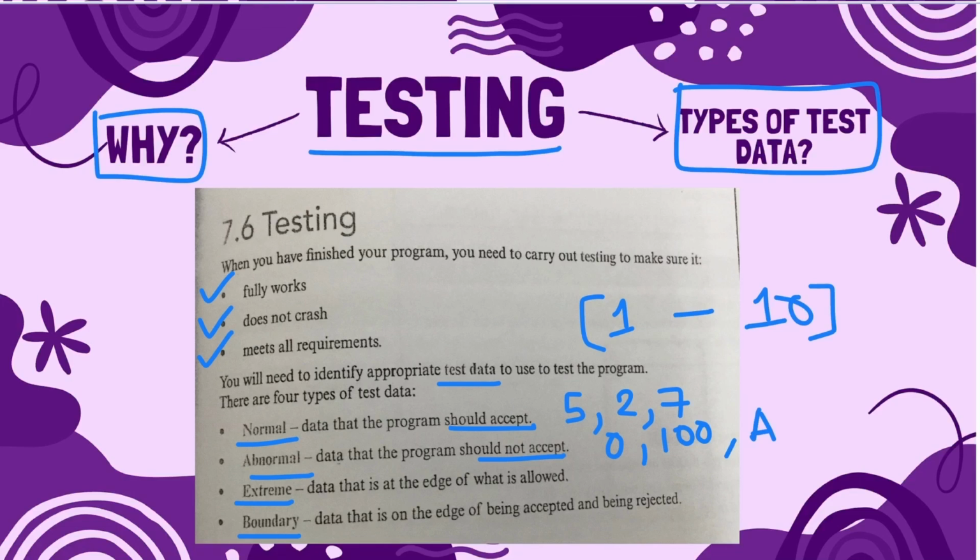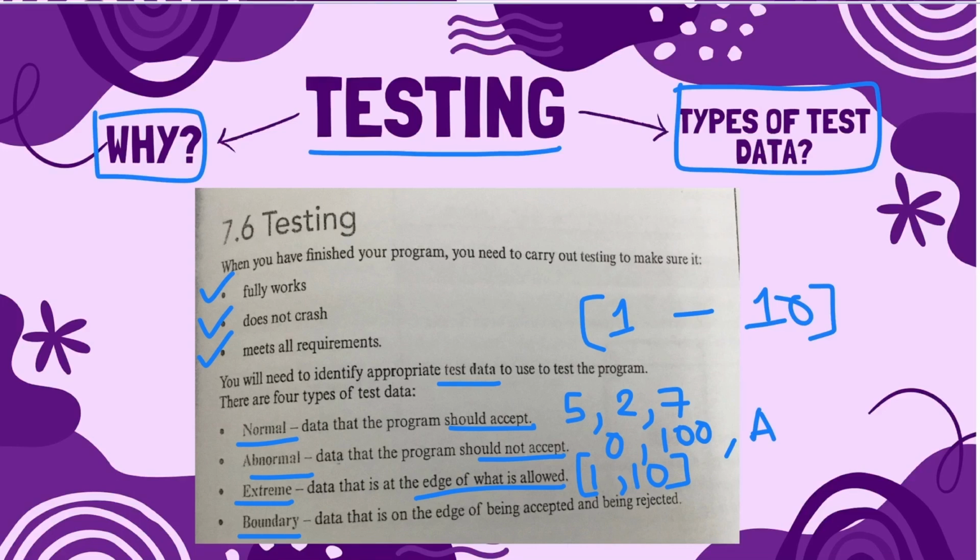And then we have extreme. It is the data that is at the edge of what is allowed. So 1 and 10 would be the example of this, because they're at the very edge. This is the last number that would be accepted by the program.